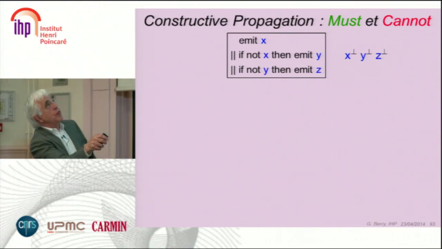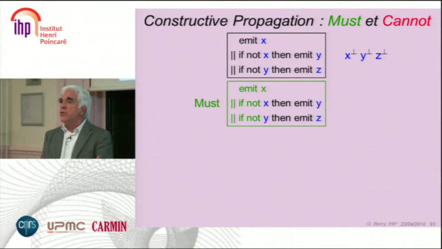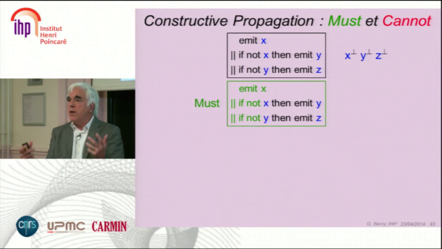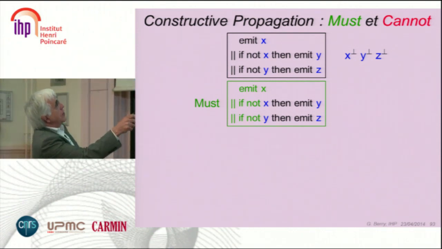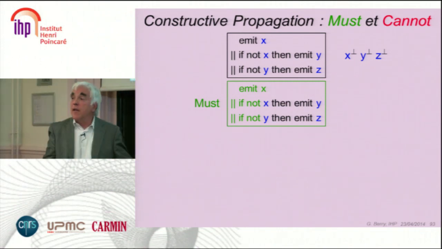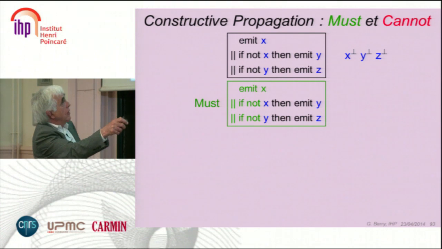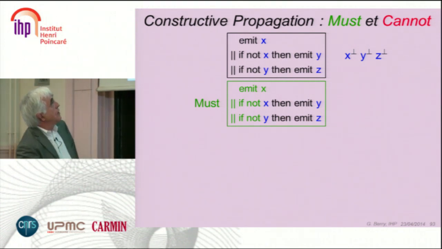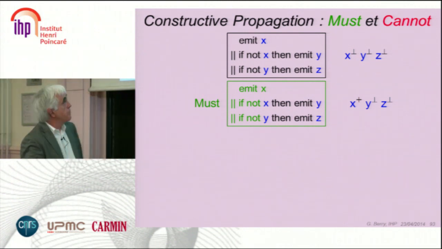So we do ternary logic. Here, say, you start with nothing, and you look at what you must do. What you must do is the thing you are sure to do. You are sure to do emit x. You are sure to do if not, but then you know nothing about x, so you have to wait. And if not, you have to wait. This is must. Okay? From that, you deduce that x is positive, is emitted.